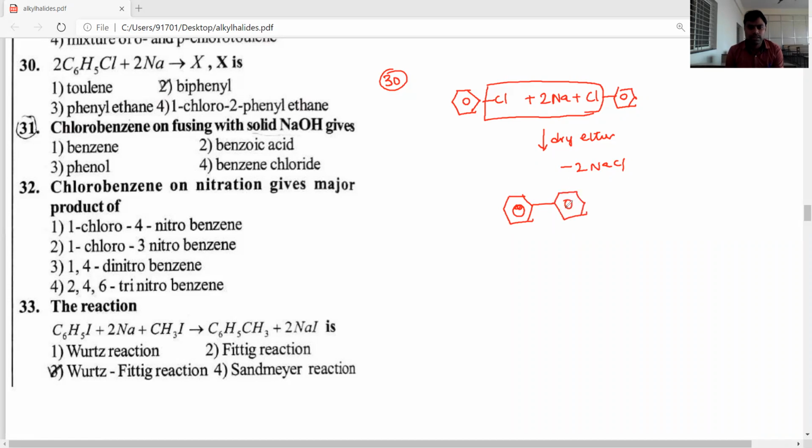What is the name? Biphenyl. Biphenyl is the product name. 2 phenyl rings are attached through a single bond. And it is one important named reaction also. What is this reaction name, dear students? Fittig reaction. This reaction is known as Fittig reaction.